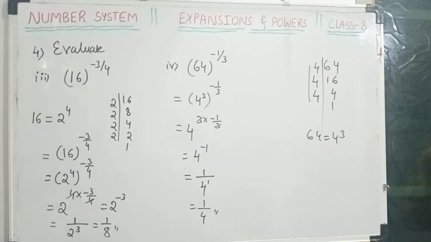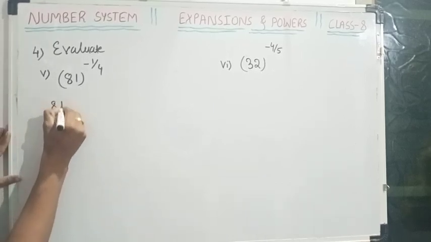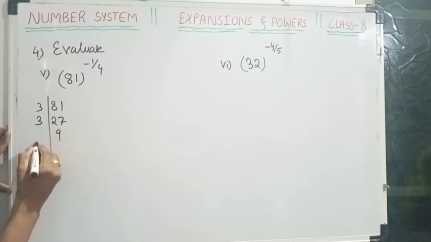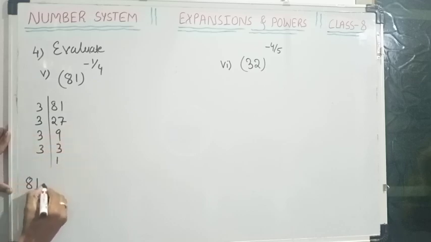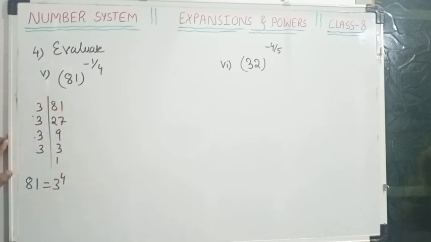Here we go with the next question. Evaluate 81 to the power minus 1 by 4. We know that 81 can be written by prime factorizing it: 3 nines are 27, 3 threes are 9, 3 ones are 3. Therefore, 81 is equal to 3 to the power 4.